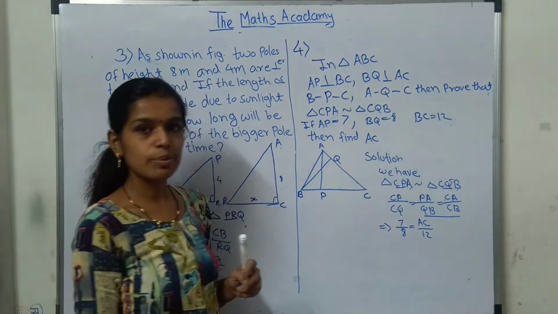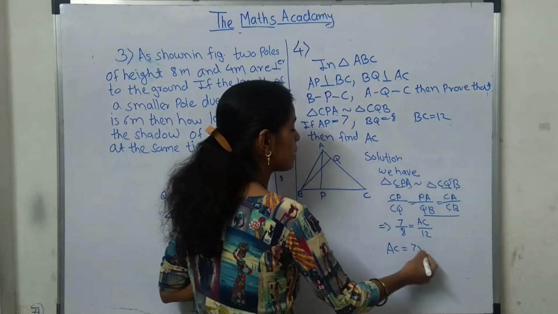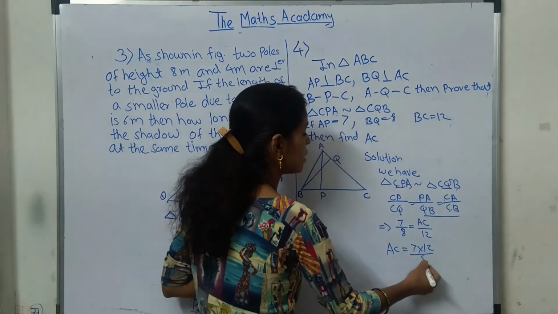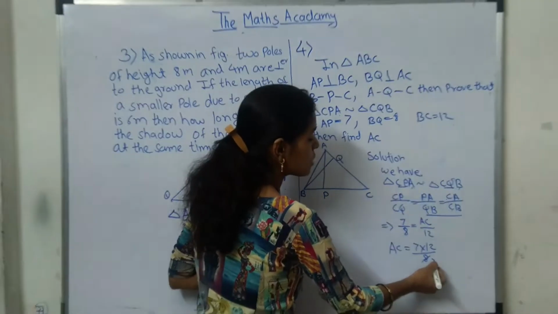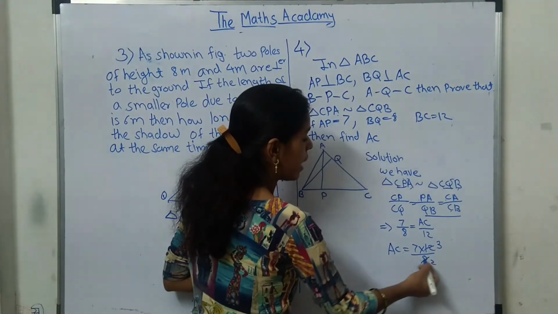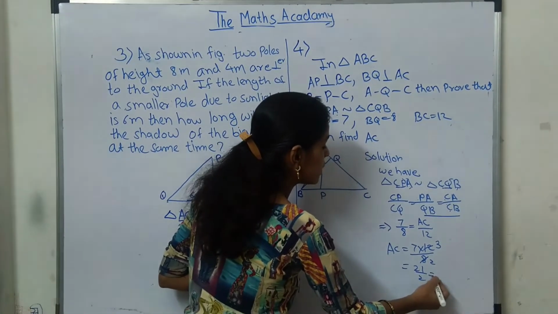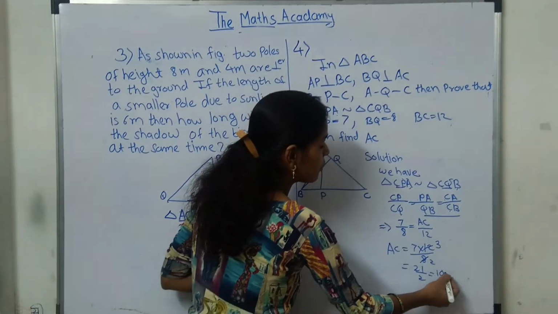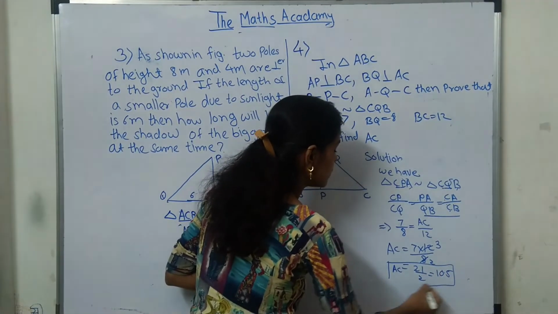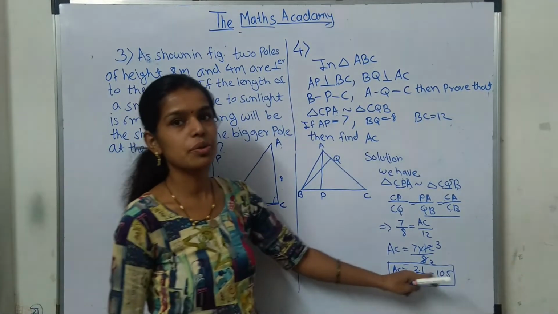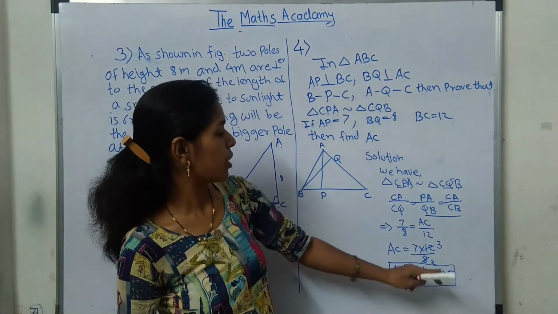Now by cross multiplication let's find the value of AC. AC is equal to 7 multiplied by 12 divided by 8. Now by the LCM, we know that 4 2s are 8, 4 3s are 12, and here it is equal to 7 3s are 21 by 2, that is 10.5, the value of AC. If you divide 21 by 2 you will get 10.5. So the value of AC is 10.5 centimeter.